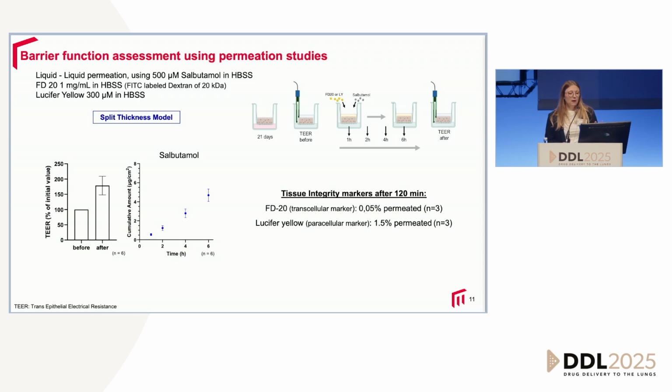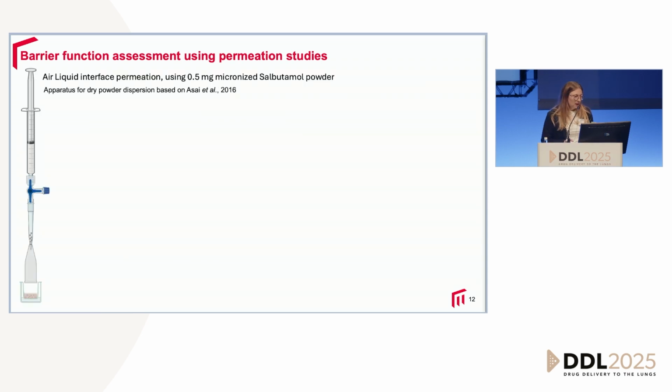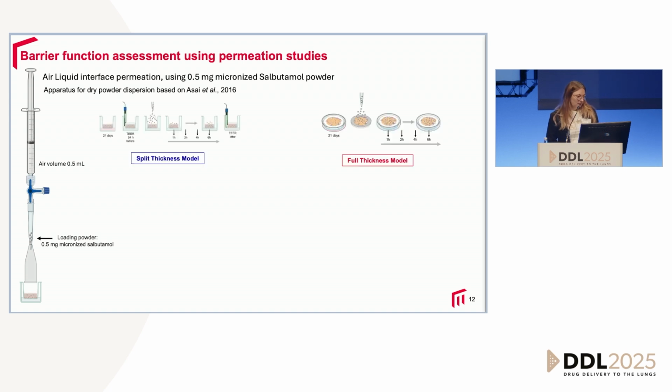So then we try to do air-liquid interface permeation to see if you could have some effect on the transepithelial resistance. For the air-liquid permeation, we use a device that was already published. So it's simply a 1 ml syringe with 0.5 ml of air volume, then a valve that we close so we can increase the pressure. You open the valve, and you go into a tip in which you have the loading powder, and it will be dispersed into a cone made of Eppendorf tubes directly on your sample. And we did it on both split thickness and full thickness.